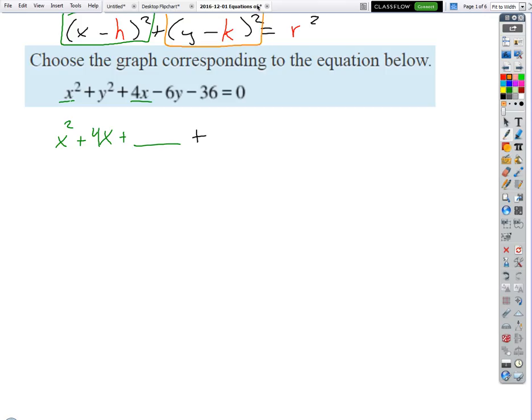I've got to get a perfect square, y minus something squared. So let's take all of the y terms and do the same thing with those. And then on the other side, I'm just going to have some number. So I'm going to start off with this negative 36. I'm just going to add 36 to both sides to get that on the other side. Okay, so this is stuff we've done quite a bit of. We're just going to complete the square. So let's take care of the green stuff, the x's.